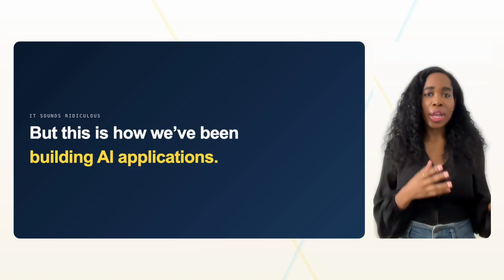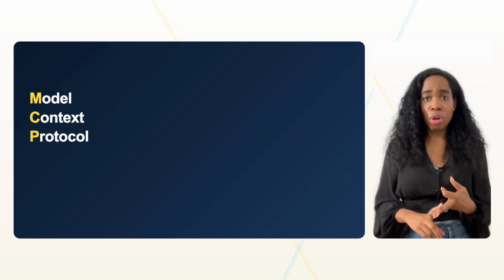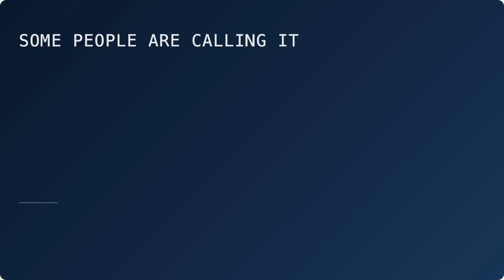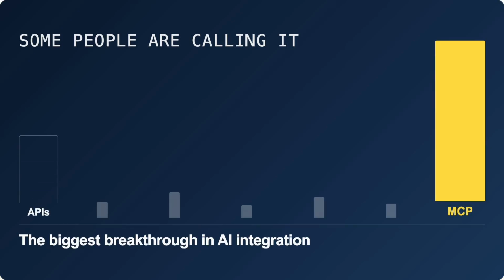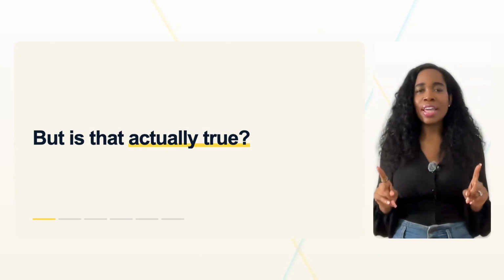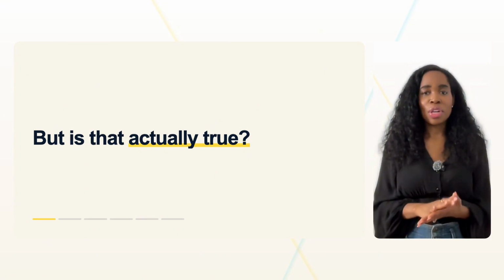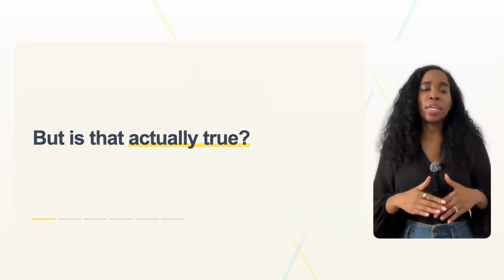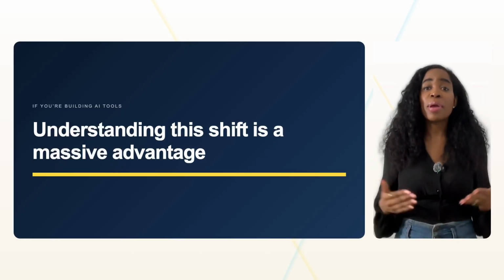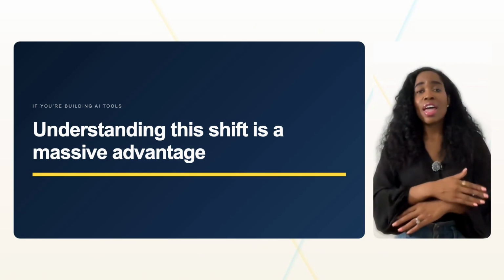So that might sound ridiculous, but that's essentially how we've been building AI applications. And it's exactly why everyone's suddenly talking about something called Model Context Protocol, or MCP. Some people are even calling it the biggest breakthrough in AI integration since APIs. But is that actually true? And if you're building AI tools, or even thinking about starting an AI business, understanding the shift could give you a massive advantage because it's making powerful AI integrations more accessible than it has ever been.